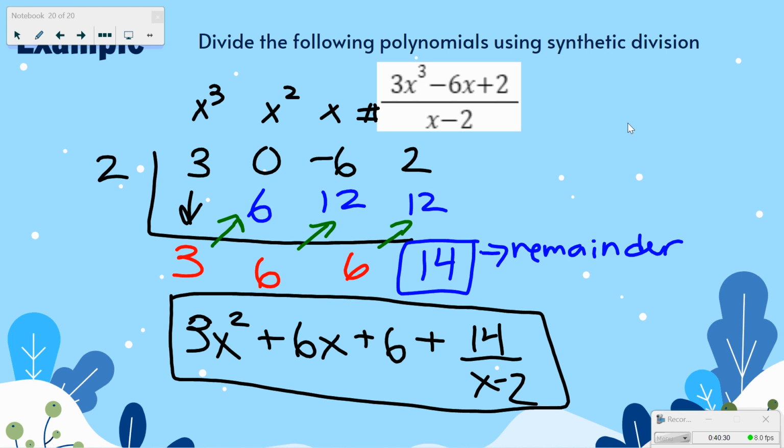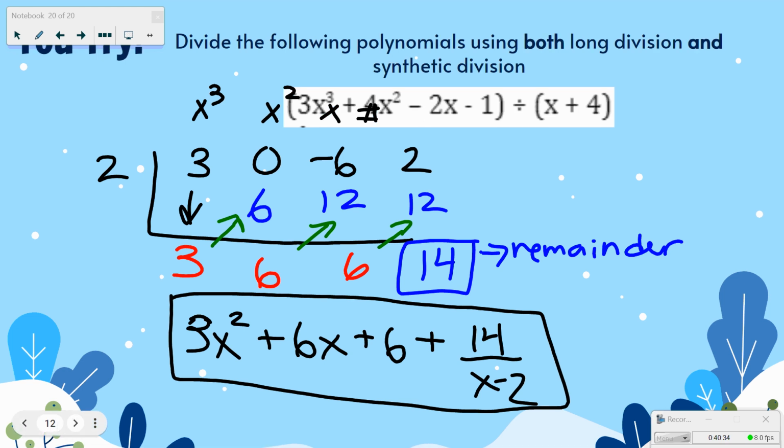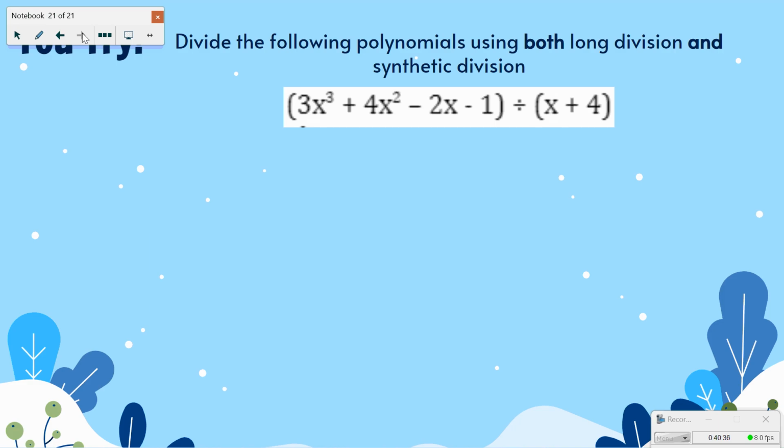Are you ready to try? This is practice. So I'm going to give you one problem, and I want you to try this problem using both long division and synthetic division. So think about right now, what method do you feel more comfortable with? Try that first, and then use the second method. And remember, you should get the same answer because it's both division, it's just doing it in a different way.